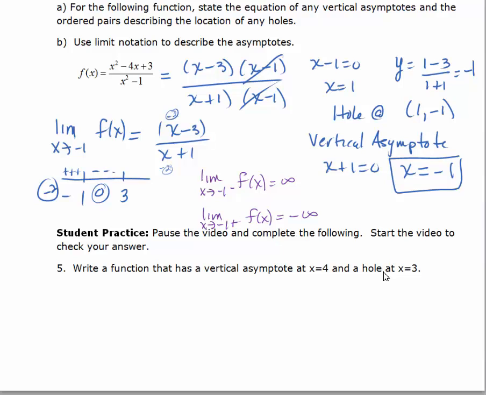Start the video once you have come up with your function, and don't start it too soon. Give yourself a chance to actually try this. Fight through it a little bit.